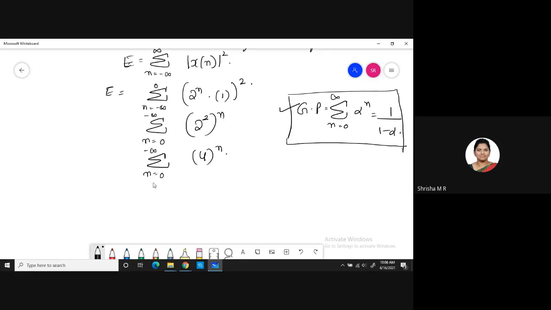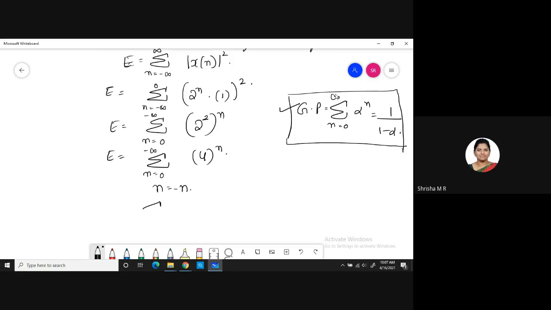I have limits n equal to 0 to minus infinity here, whereas in the geometric progression equation, I have summation n equal to 0 up to infinity. So what should we do? We have to make that minus infinity as infinity. How do we make that? Ma'am, taking n as negative, ma'am. Yes, we take n equal to minus n.